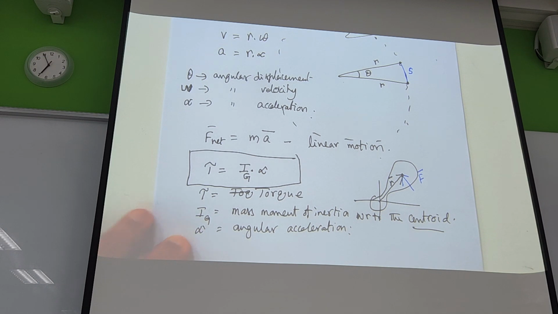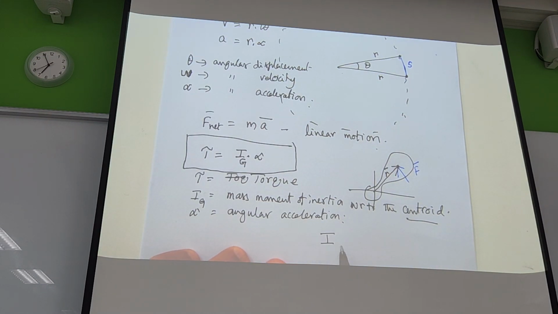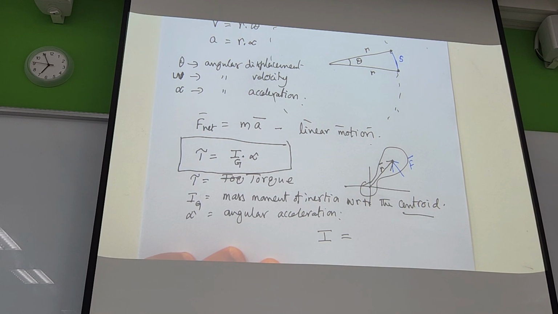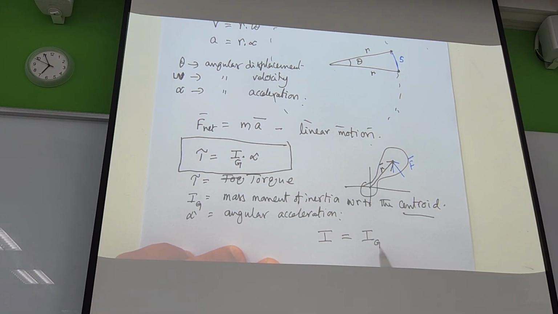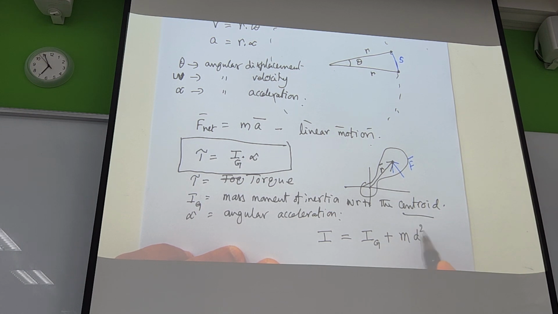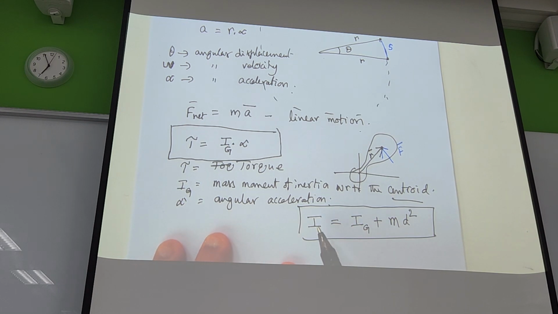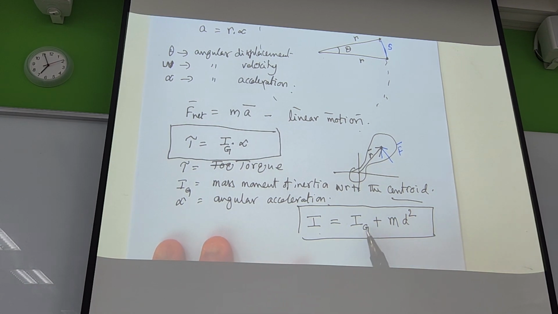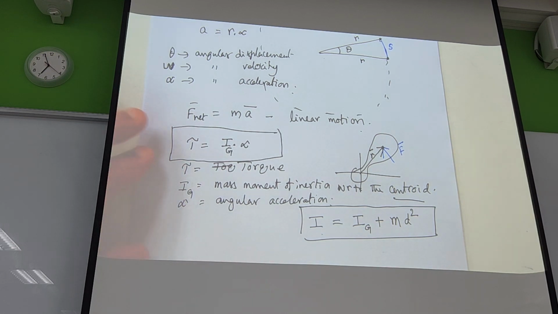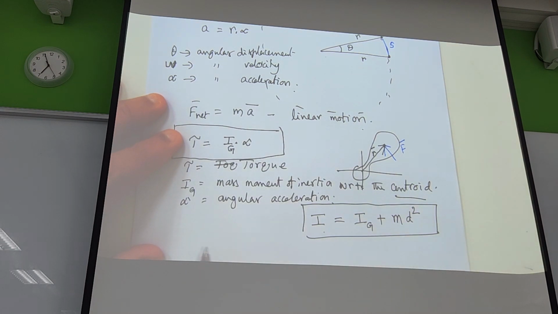Okay, that's why Ig. So you know the parallel axis theorem, right? We write I is equal to Ig plus m d square, where I is the inertia with respect to any axis other than the centroid. Ig is the inertia with respect to the centroid, m is mass, and d is the distance from the centroid to that particular axis.